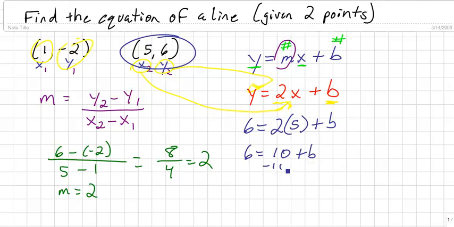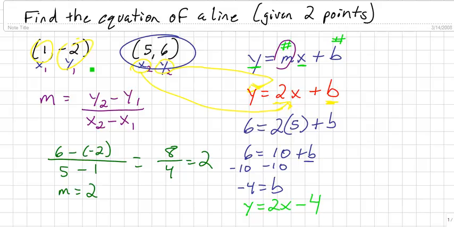And I subtract my 10. Whatever I do to one side, I have to do to the other side. Again, the reason I'm subtracting is I'm trying to solve for b, isolate my b. So I end up with negative 4 equals b. So the equation that I have now come up with is y equals, my slope m, in this case, 2x, and now I just found out my b, it's negative 4, so instead of being plus b, it's going to be minus 4.